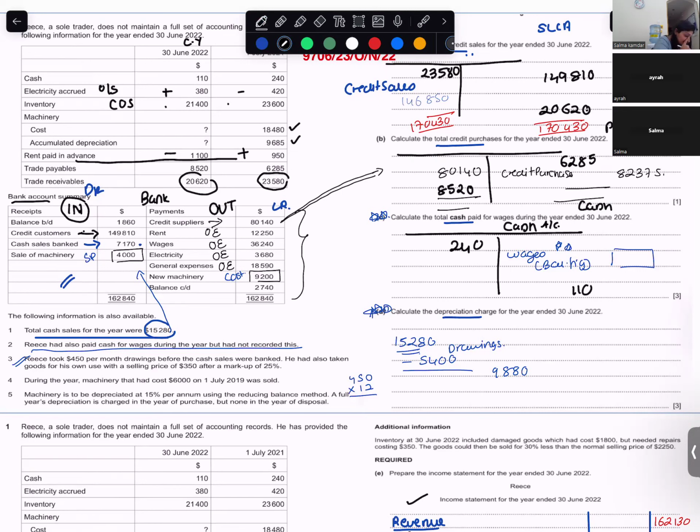What is 7,170? This is the cash sales banked. This is the bank account and this is the cash account. So cash sales are being banked, so cash is going out. It'll go on the credit side, 7,170. Okay, 7,170 cash is going. Yeah, this is contra.